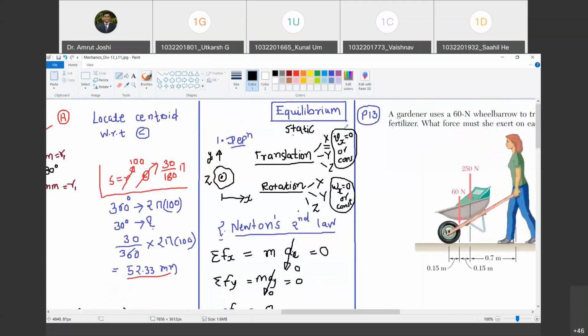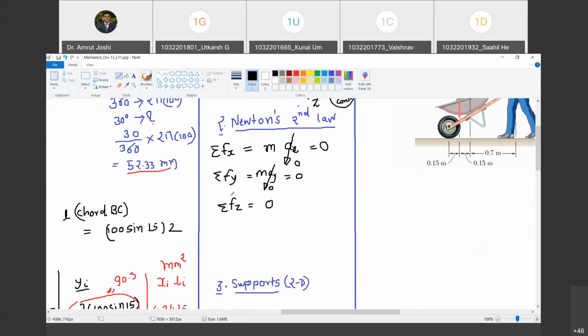So 3 translational equilibriums, 3 equations of equilibrium. These are called equations of equilibrium. Are you with me? Yes.